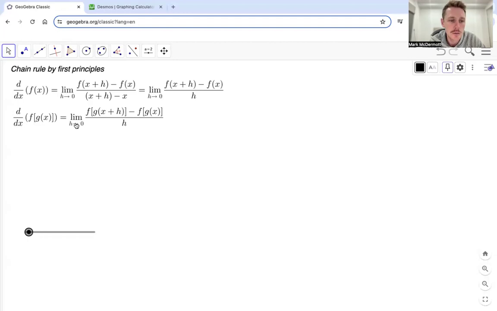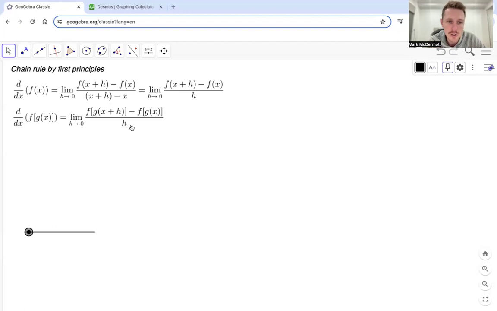So the first thing that we might want to point out is that we're going to try and substitute things into first principles. So we're taking the limit as h approaches 0 of f of g of x plus h, because we're still changing h to be a small amount. So we're still evaluating at x plus h. Wherever there's an x, we're putting g of x, but we're also still doing it with a small h. Okay, and then we're taking away f of g of x, and then we're dividing by h.